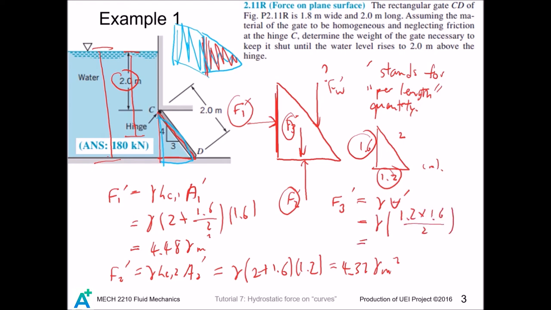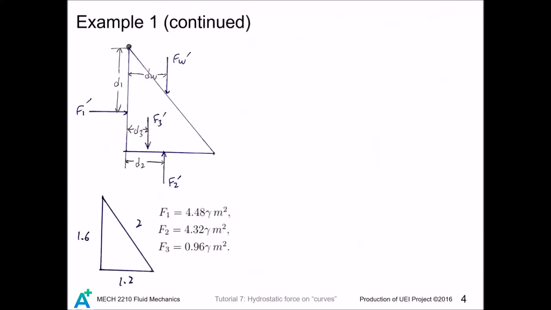And that is 0.96 gamma meter squared. To calculate the moment about the hinge, we must also calculate the moment arm for each force. So how to find D1? We know that the pressure center of force 1 must be below the centroid.